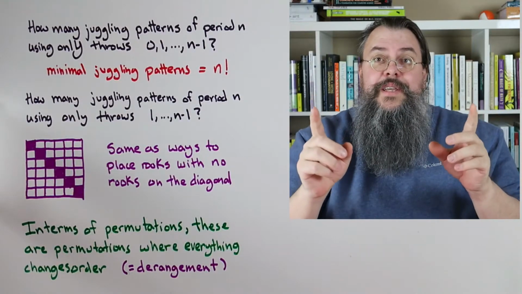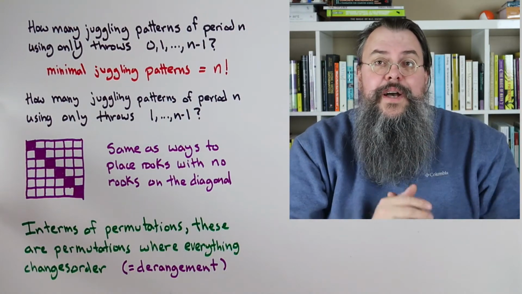Today we're going to talk about the deranged juggler. Now, that's just a nickname. What we're really going to talk about is counting a very particular type of problem, which is going to be a slight variation of what we've already done. So let's start by thinking about minimal juggling patterns.